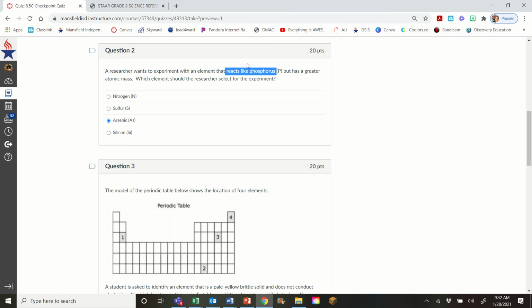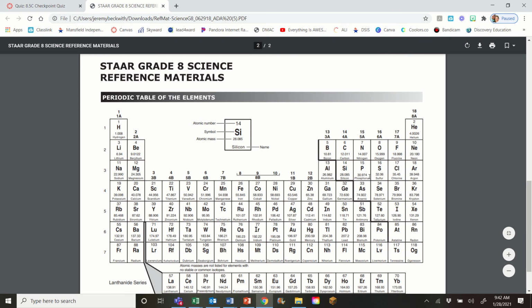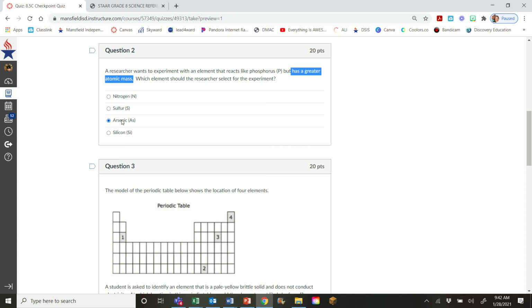But the question also tells me that it has to have a greater atomic mass. All right, and this is where you can get a little bit tripped up because nitrogen is in the same group as phosphorus, so they will react in similar ways. But nitrogen has a smaller mass than phosphorus, which is why arsenic is our correct answer.